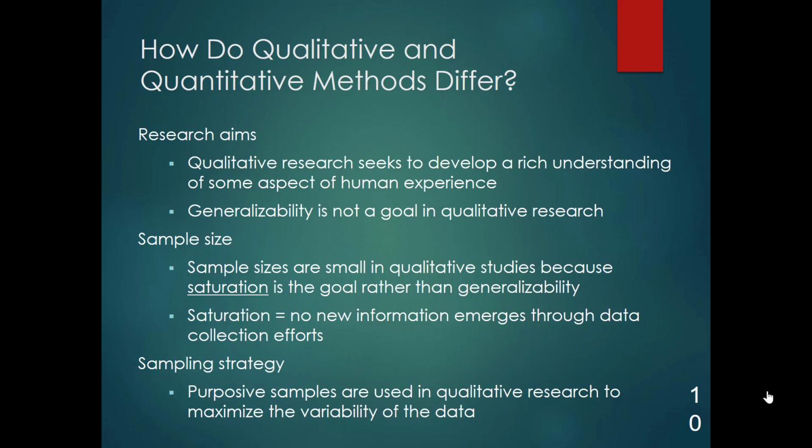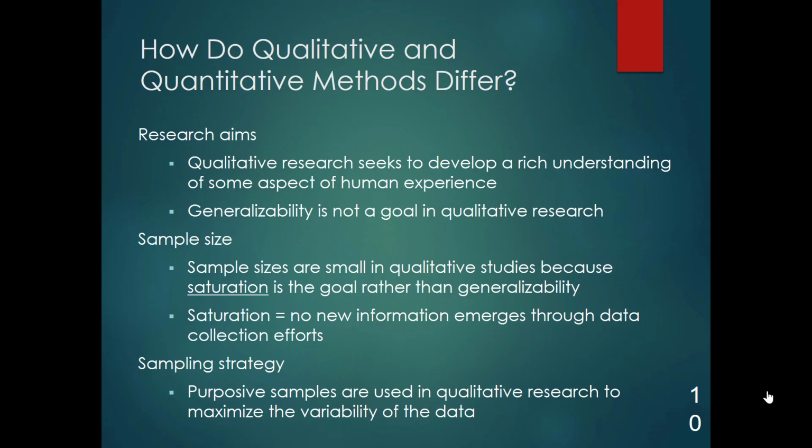You have a participant, and let's say you get to about participant 4 or 5, and you notice that you're not getting any new information other than what the other 4 participants have told you, then that means that you've reached saturation. So you're not getting any more new information, and so you could end the study there. So sample sizes are small with qualitative. Quantitative, you have to have much larger sample sizes. While the goal of quantitative research is generalizability, the goal of qualitative research is saturation.